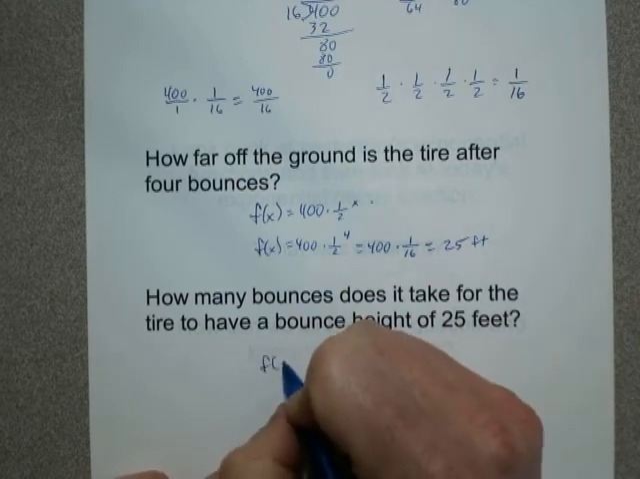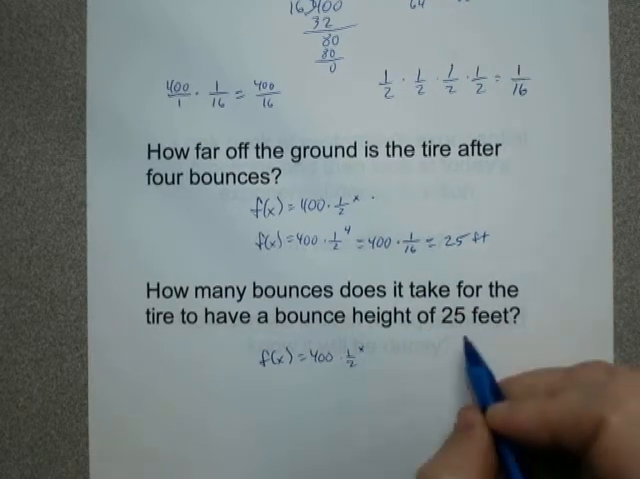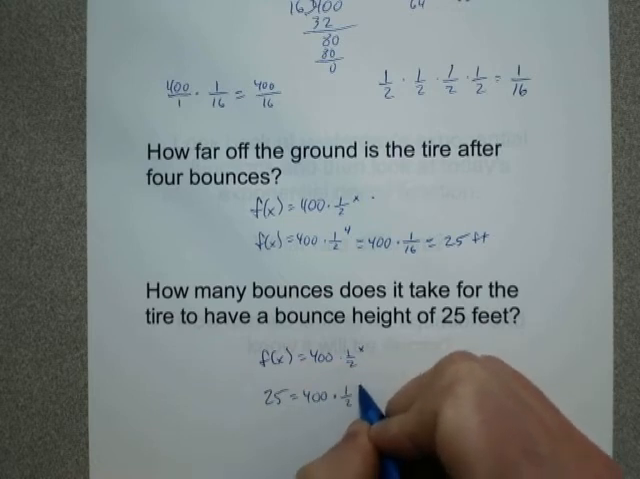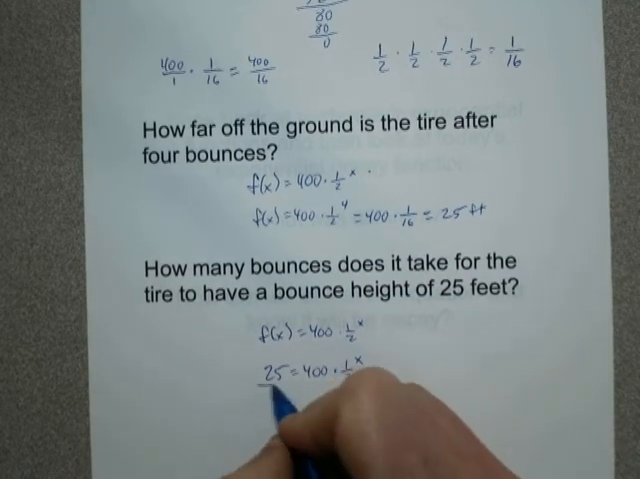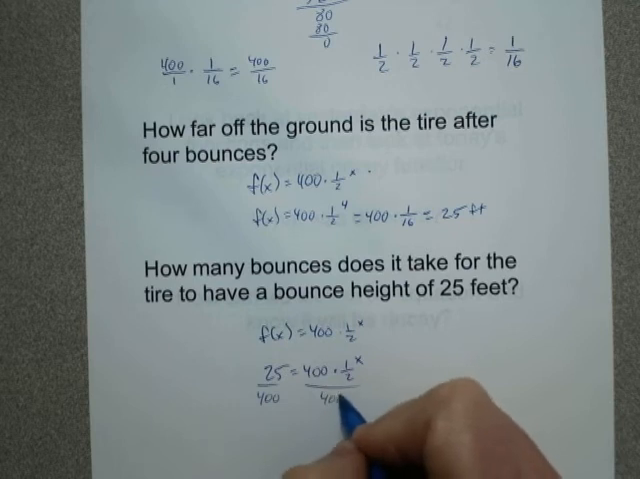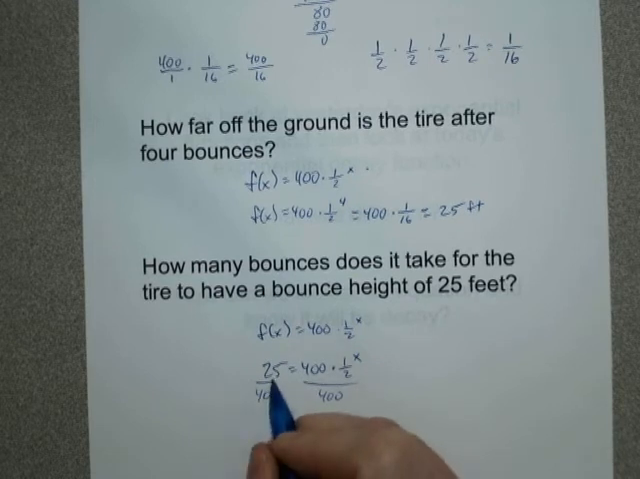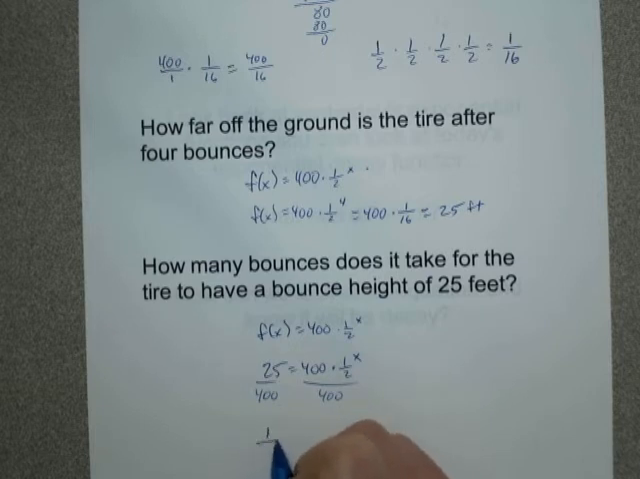We have the same equation, but this time we're given an output, not an input. We know that the result is going to be 25 feet, so we can replace f of x with 25. And then we just have to start getting things by themselves. Divide by 400. And we get 25 over 400. What can both of those be divided by? That's 25, right? Because 400 is a multiple of 100, so clearly 25 can divide it. If 25 goes into 100 4 times, it would go into 400 16 times. So we can say 1/16 equals 1/2 to the power of x.